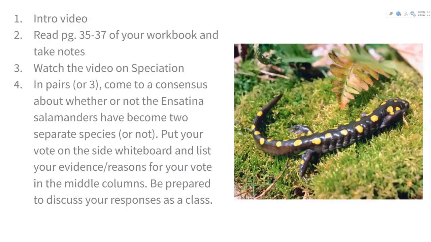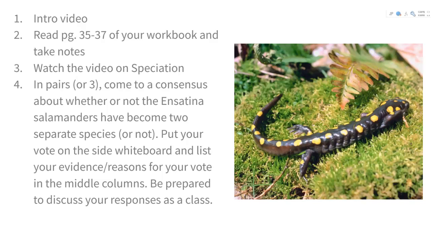In class we did watch an intro video. This is on Deep Look, a series called Deep Look about Ensatina salamanders. If you haven't seen that already, that'd be a good thing to look up on YouTube. It tells the story of this salamander species that is featured in your workbook. Pages 35 through 37 of your workbook have that same story. Go ahead and read through that as well.